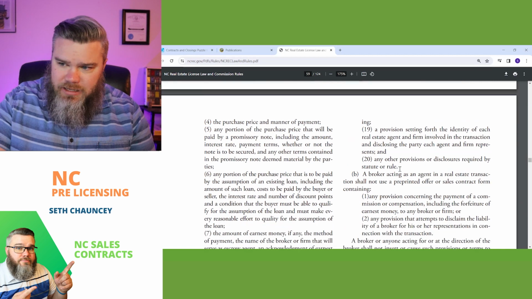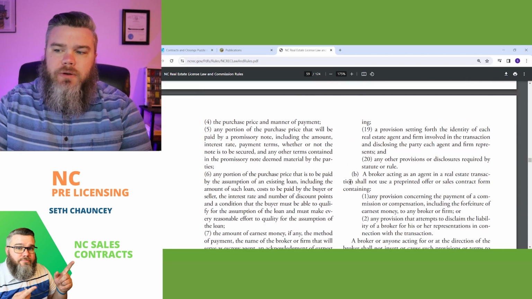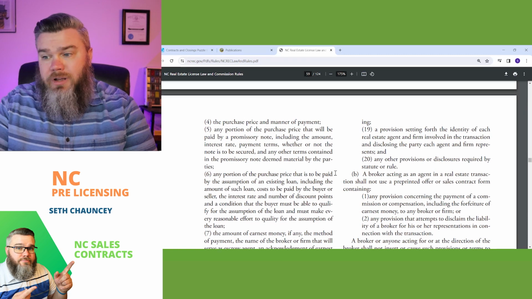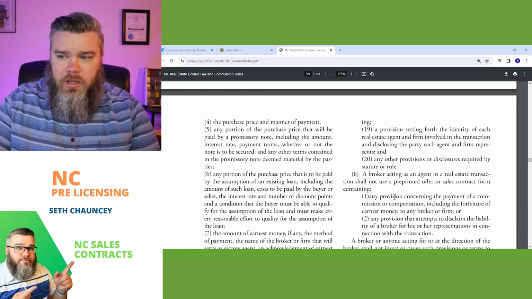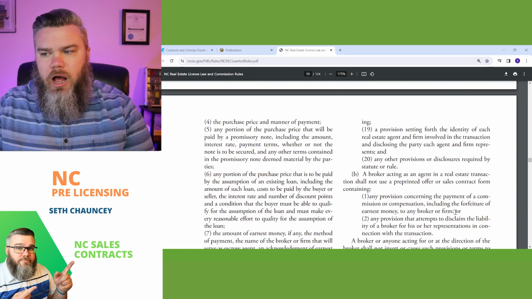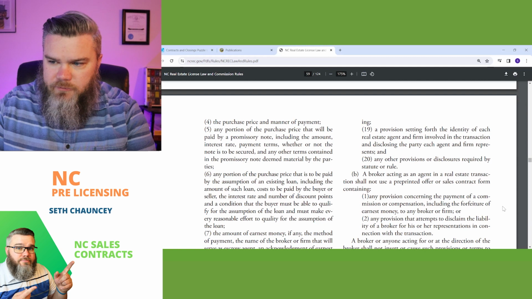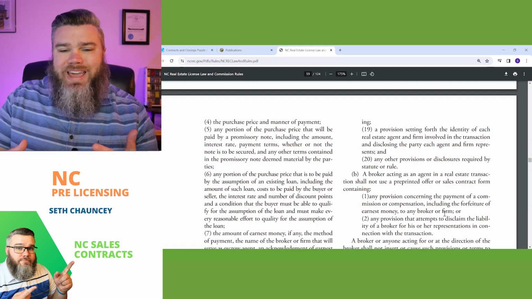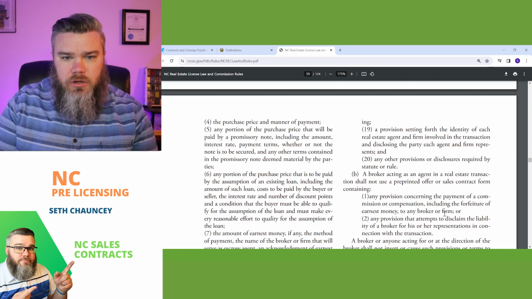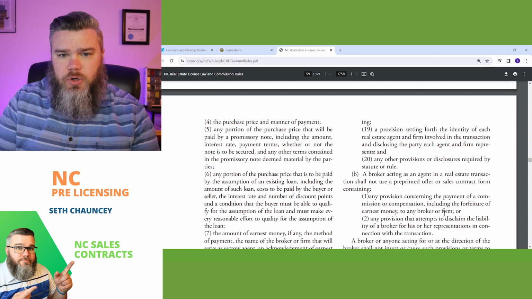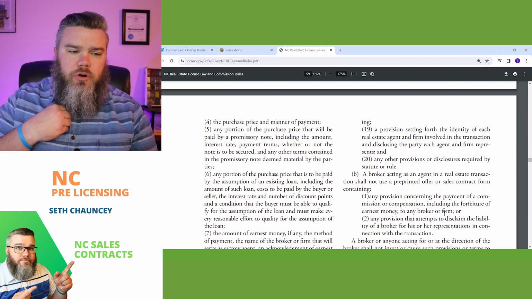A broker acting as an agent in a real estate transaction shall not use a pre-printed offer or sales contract form containing 1. Any provision concerning the payment of a commission or compensation, including the forfeiture of earnest money to any broker or firm. So in other words, we can't talk about brokerage compensation on the sales contract because we're not a party to the sales contract. Where do we talk about our brokerage compensation?